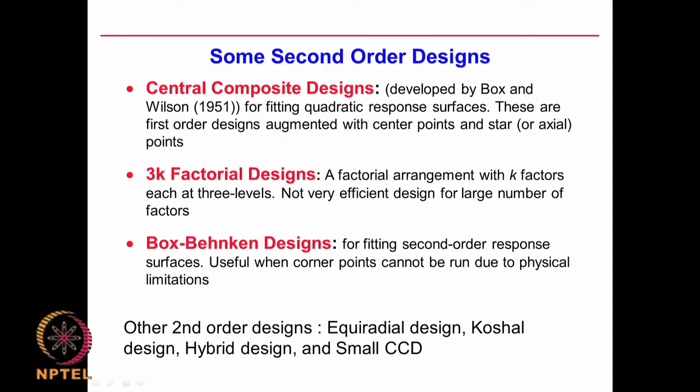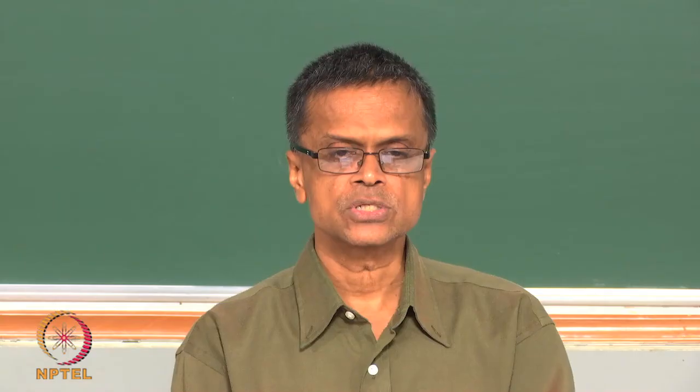There are other designs, Koshal design, hybrid design, we will not talk about them. The main designs I will talk about are the central composite and Box-Behnken designs. These designs are very useful and generally well used and well accepted. So, for the second order designs, of course, you have to have the data at 3 levels of the factors: -1, 0, 1.